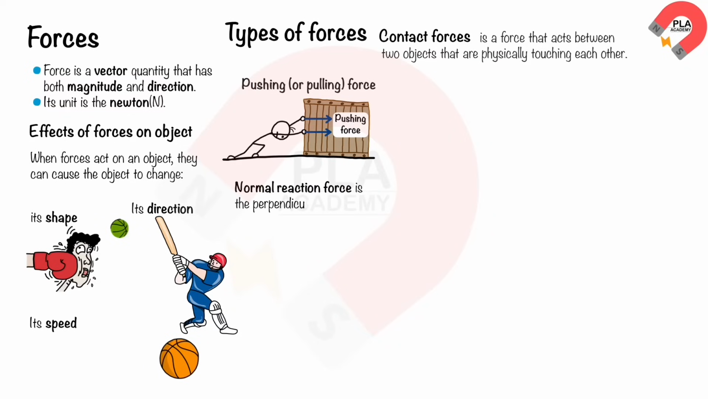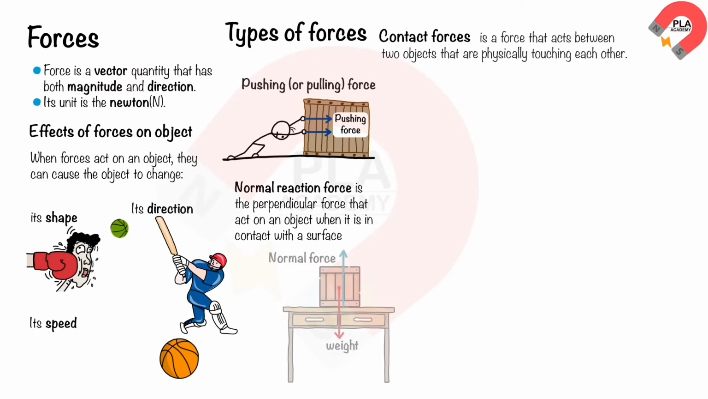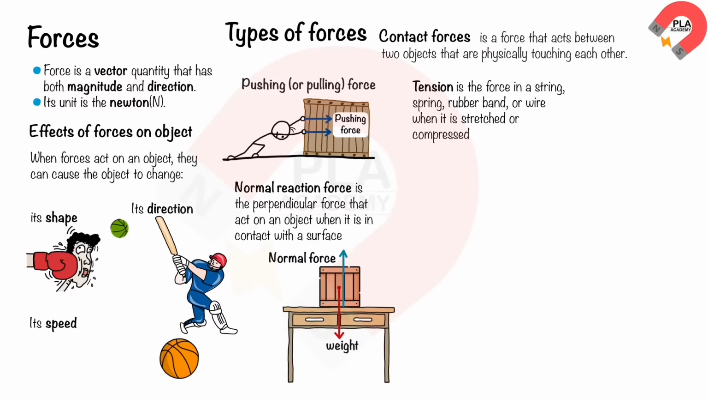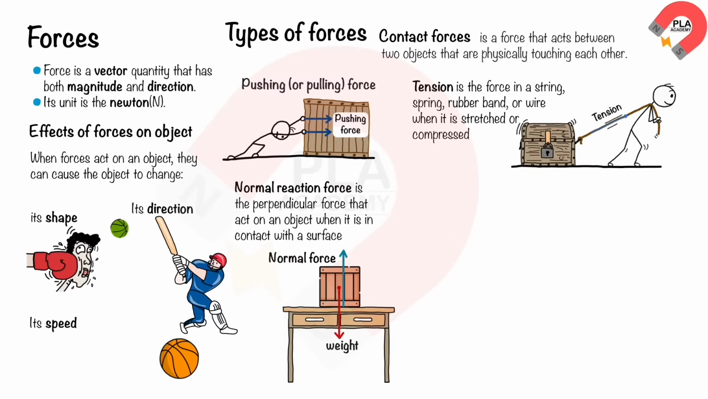Normal reaction force is the perpendicular force that acts on an object when it is in contact with a surface. When you place a box on a table, the table exerts an upward force, the normal force, to hold the box against gravity. Tension is the force in a string, spring, rubber band, or wire when it is stretched or compressed. When you pull a box with a rope to create tension in the rope, this tension is the pulling force transmitted through the length of the rope.